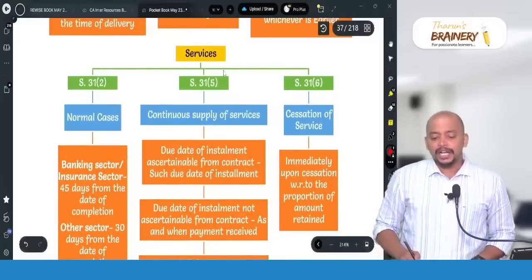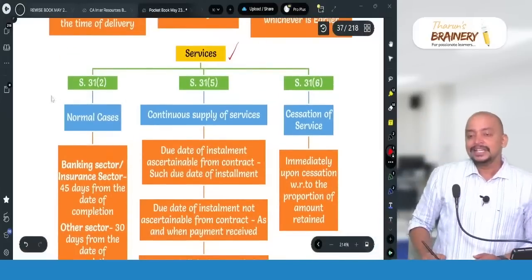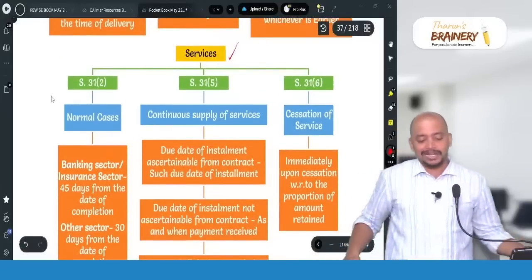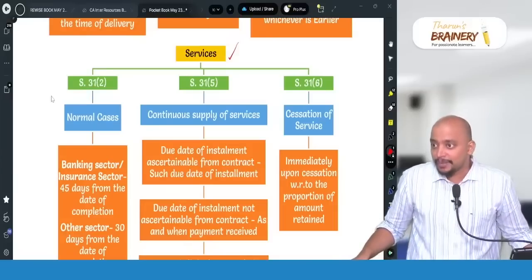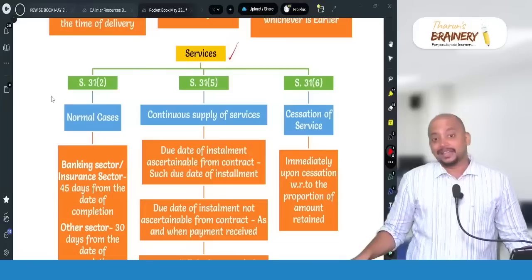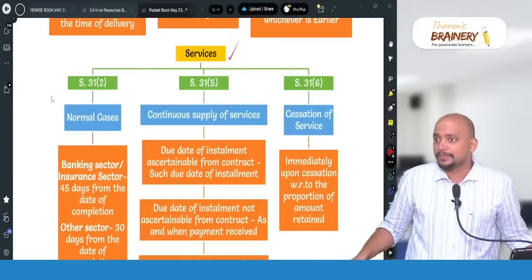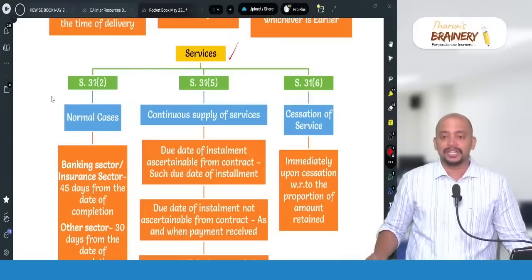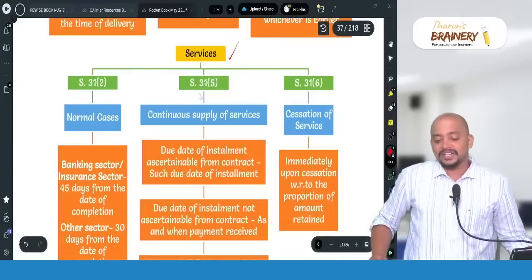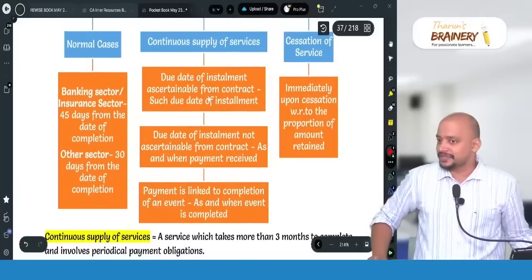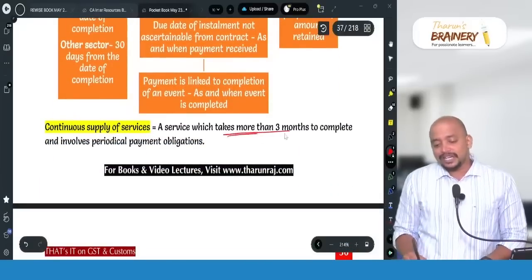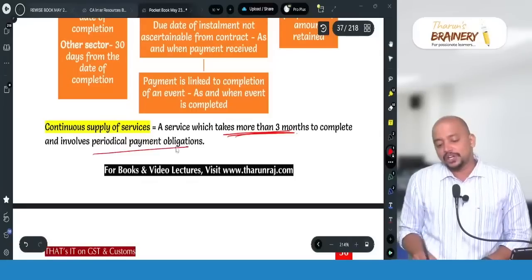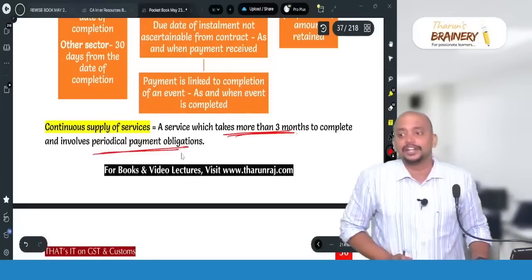Then the due date of invoice in case of services. 31(2), normal cases: if it is banking or insurance, 45 days from the date of completion; if it is any other case, 30 days from the date of completion. And 31(5), continuous supply of services. What is a continuous supply of service? A service which takes more than 3 months to complete and involves periodical payment obligations is known as continuous supply of service.